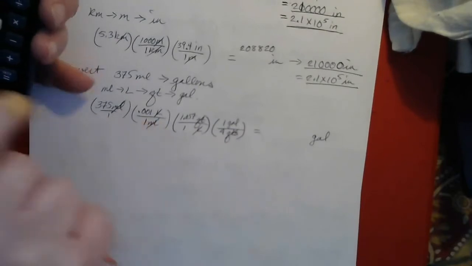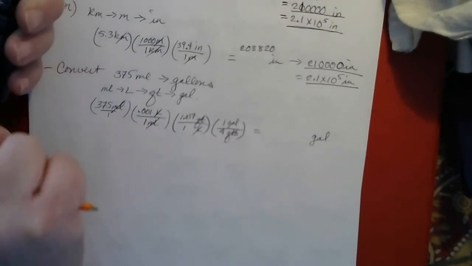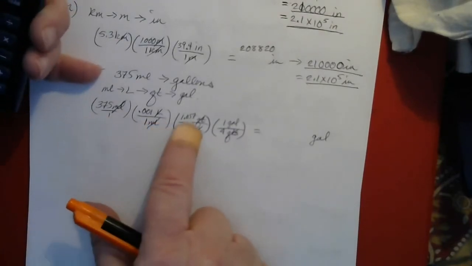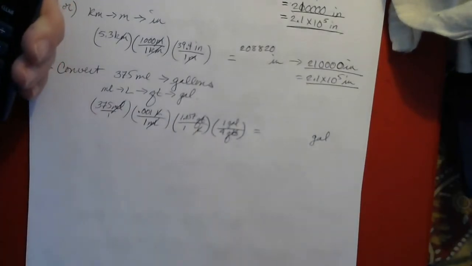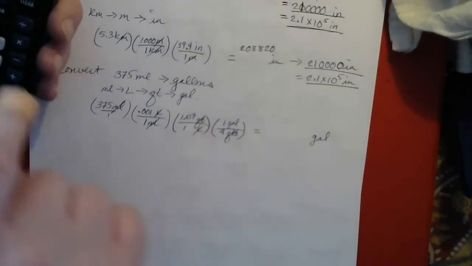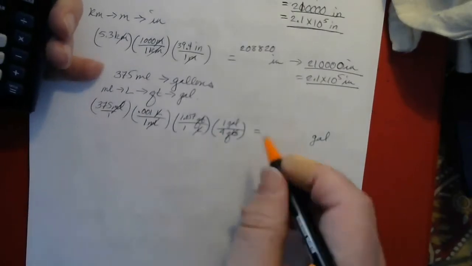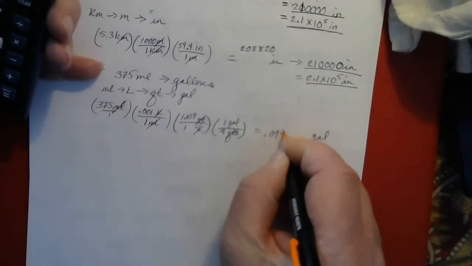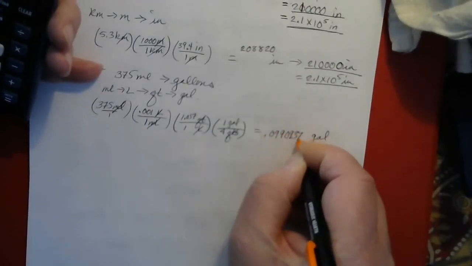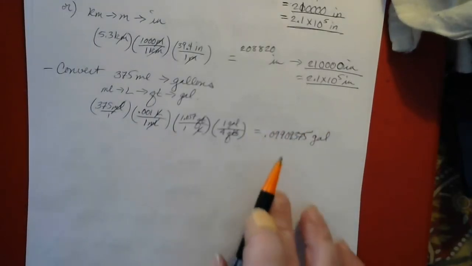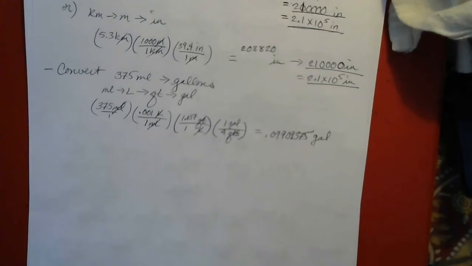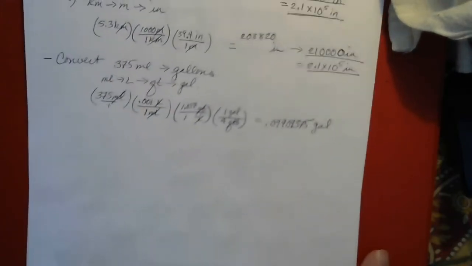375 times 0.001 equals 0.375, times 1.057 equals 0.396375, divided by 4 equals 0.0990937. Okay, so that is our number of gallons so far. That is obviously way too many significant figures for the numbers that we were using here.